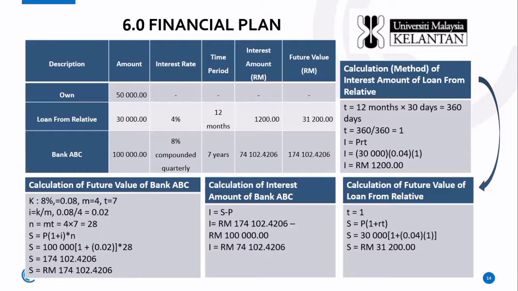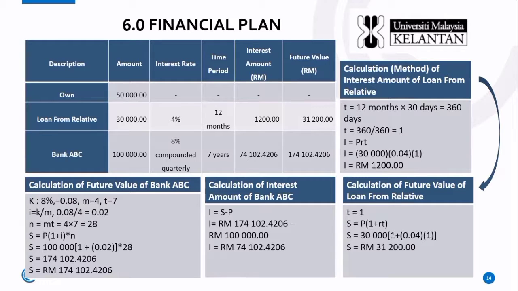We propose the financial plan, which is under description: own capital, followed by a loan from a relative and Bank ABC. For the own capital, we contribute in cash 50,000, from a relative about 30,000, and the Bank ABC loan is about 100,000. So this is our structure for interest rate, time period, interest amount, and future value.